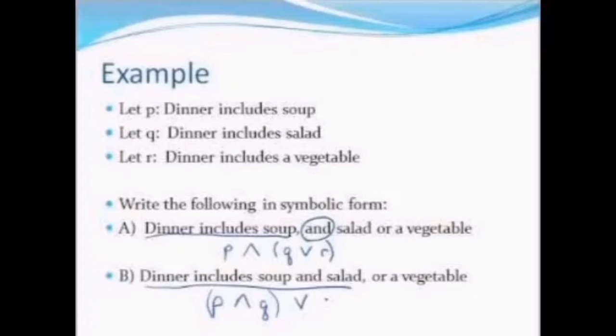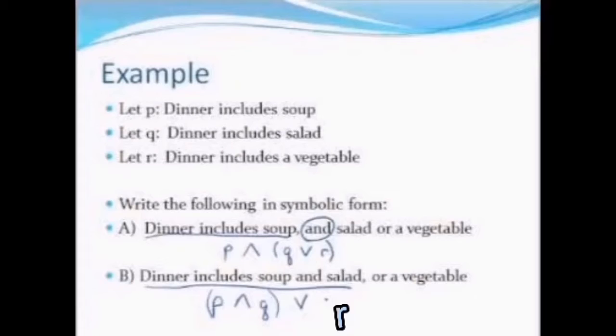We also use open and close parentheses because the two sentences or words combine. Salad represents Q, while we use "or". In symbolic form, it is the vel to connect to a vegetable, which is the letter R. Dinner includes soup and salad, so the words soup and salad combine, so we again use the open and close parentheses.